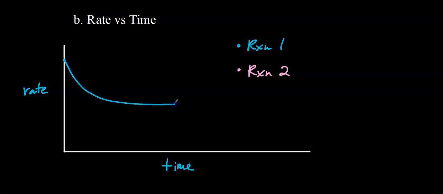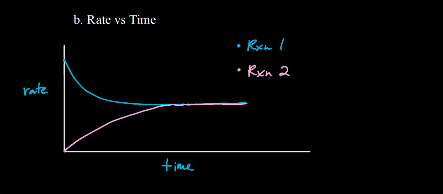So something like this, perhaps. Reaction number 2. It is slow at first, but its rate will increase as the concentration of N2O4 increases. And again, it's going to increase not linearly with time. So we get something like this.